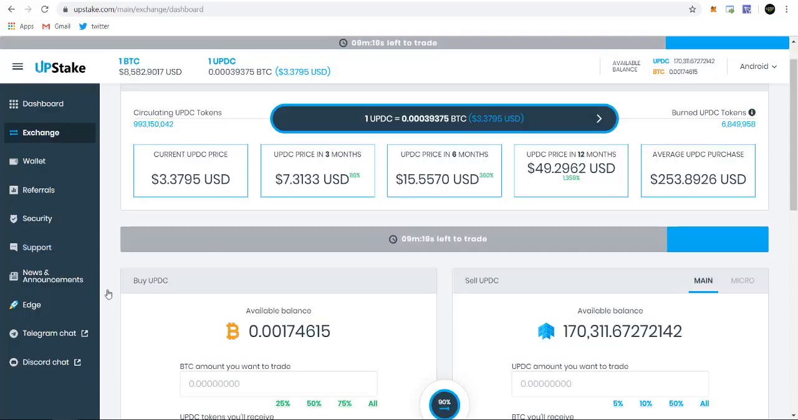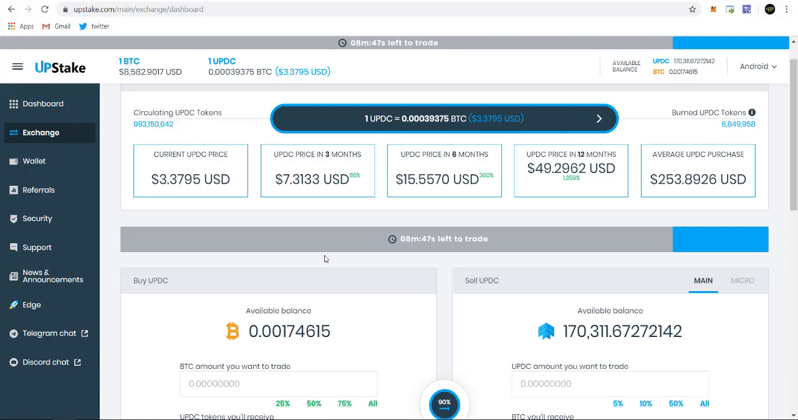Also, they will soon be launching P2P, which will help you trade within your account. That is, if you want to send UPDC token to your friend, you can easily send it. For now, we cannot send this. We have to only sell it on the exchange and convert into BTC. But afterwards there will be an option called P2P, where you can send it to your friend's account as well. All these updates will be a game changer for UpStake.